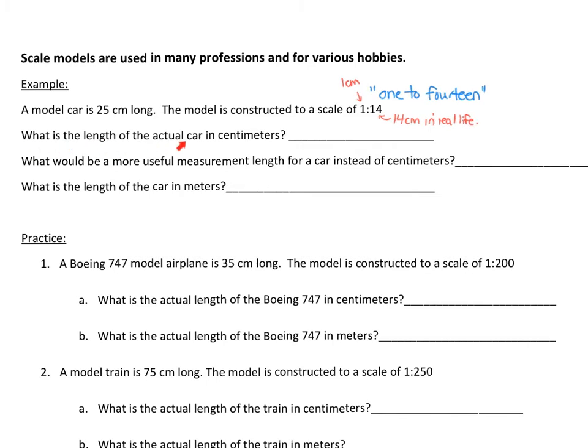Okay, so what is the length of the actual car in centimeters? We're going to take our 25 centimeters and multiply it by 14 centimeters in real life over the 1 centimeter model. That's what that's talking about. Just to get an idea of your units here, the centimeters in the model will cancel out. So really you're just doing 25 times 14, and of course when I punch that in, I get 350 centimeters. So in real life, this car is meant to be 350 centimeters.